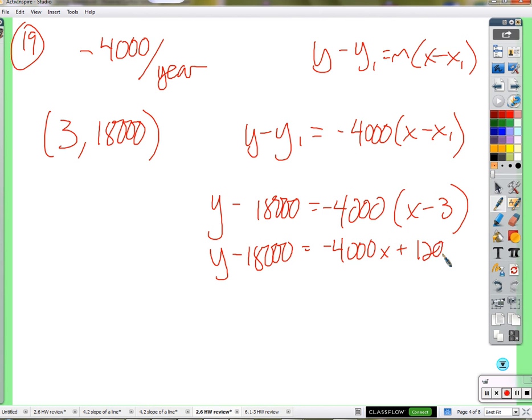Plus 12,000. Add 18,000. Add 18,000 and 30,000. So what do we know about the car when the person bought it? That it was $30,000 when it started. Zero time has gone by. Zero for x, $30,000 is how much it's worth.